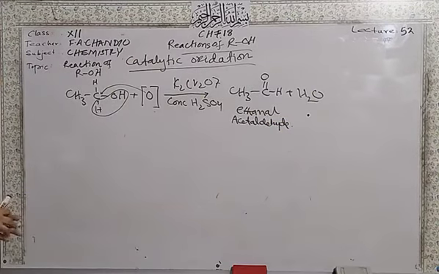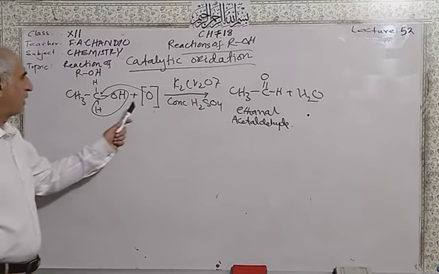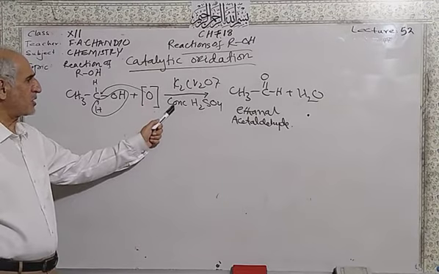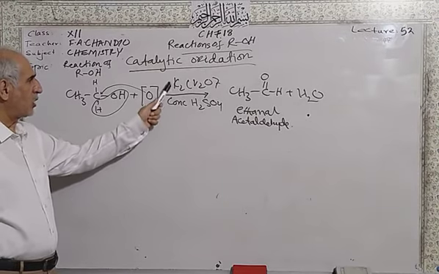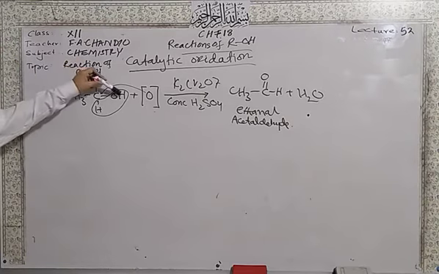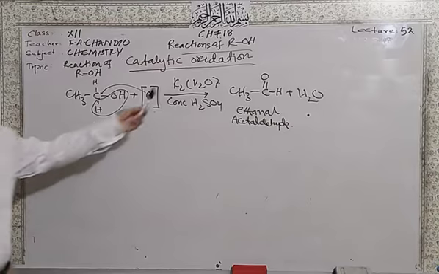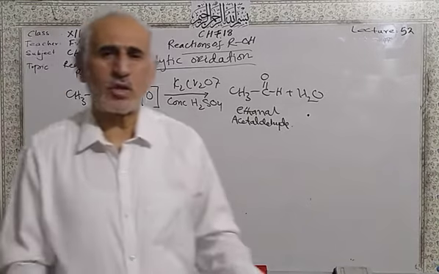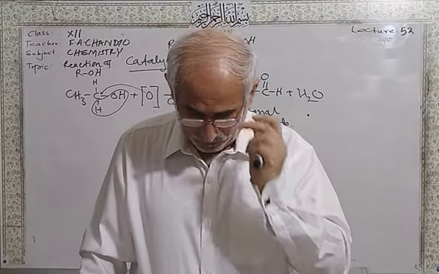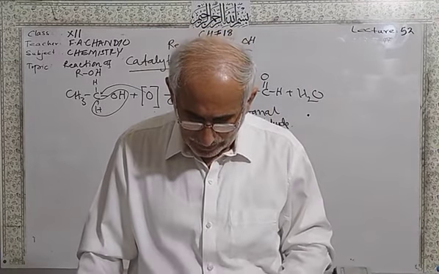Acetaldehyde is going to be formed here from the alcohol by using nascent oxygen, potassium dichromate and concentrated sulfuric acid. They are going to react to give nascent oxygen. This nascent oxygen reacts, dehydration takes place, and you will get a new functional group which is called acetaldehyde, and removal of the water. This is the first case.